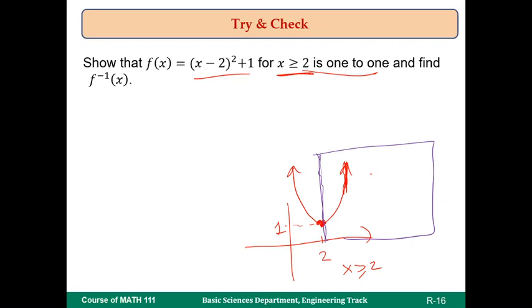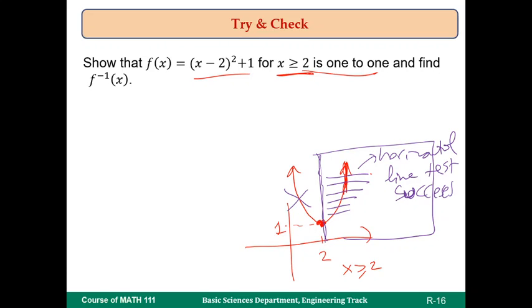Now we erase this part. I mean, we are not interested in it. Okay, you don't have to erase, but we are not interested in this part. So for this part, you see the horizontal line test succeeds. So this function is 1-to-1 on the x bigger than 2 part. Okay. Now we know it's 1-to-1. Now we have to find the inverse.